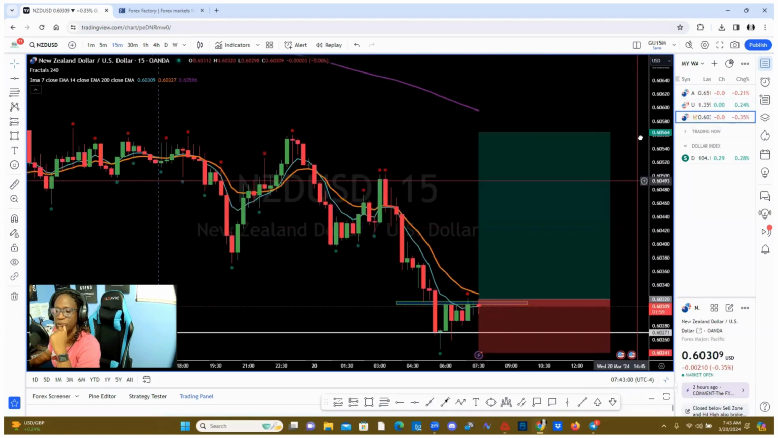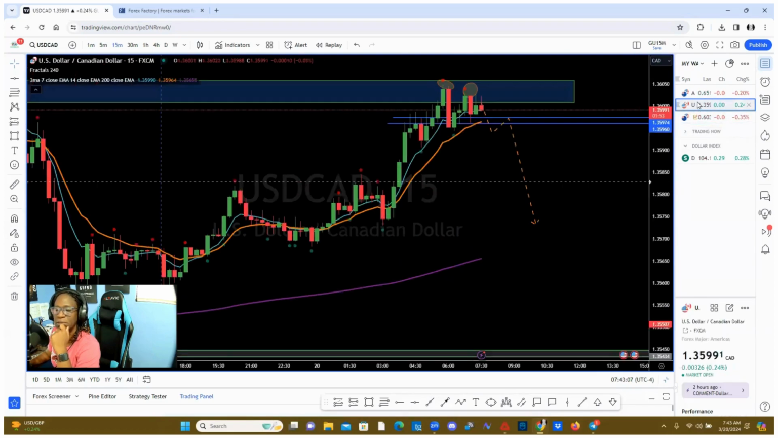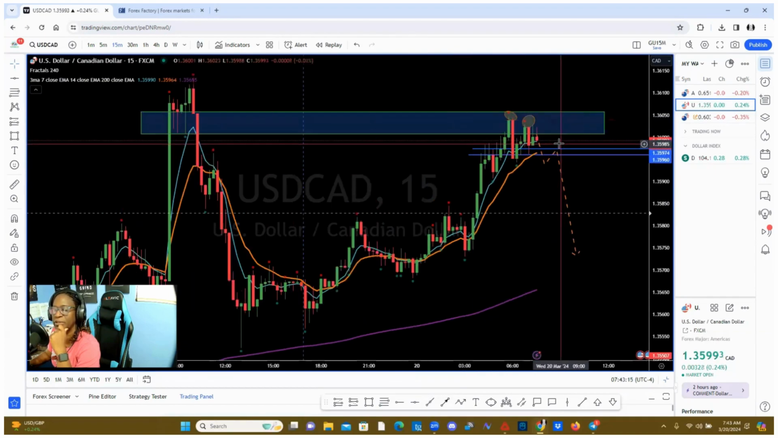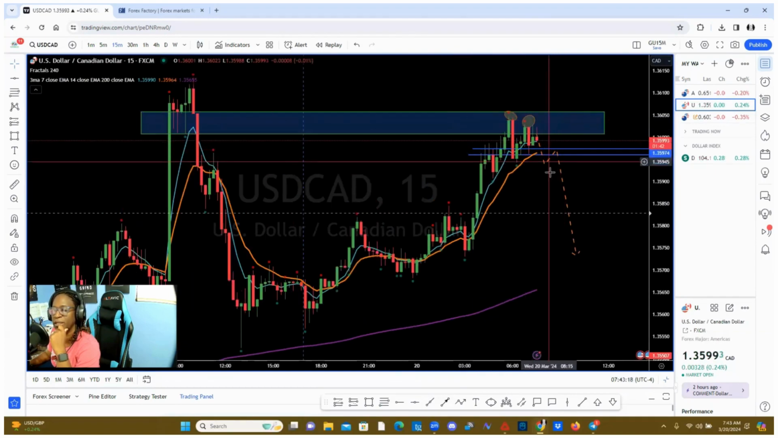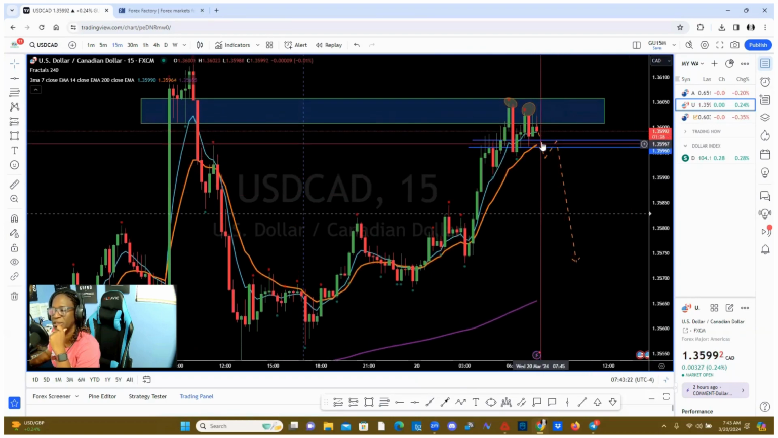Being patient here, we're waiting. I like the way the CAD is looking now, because now we're getting a lot of rejection off this area. I'd like to see us push back down a little bit more, just a little bit more commitment under these MAs.